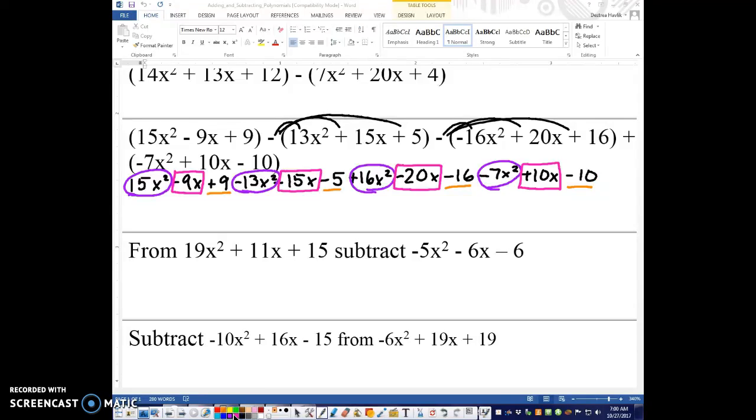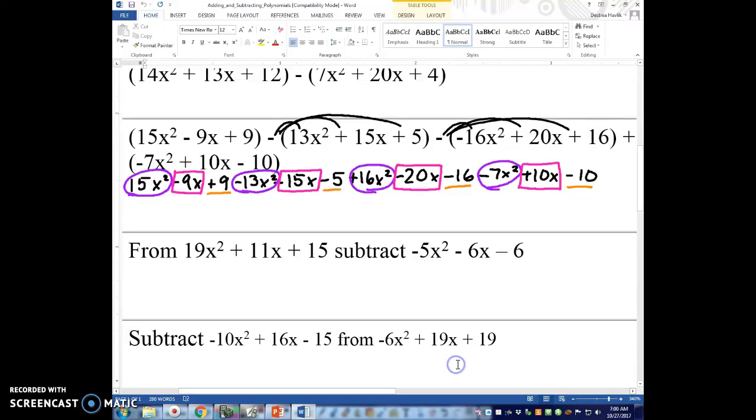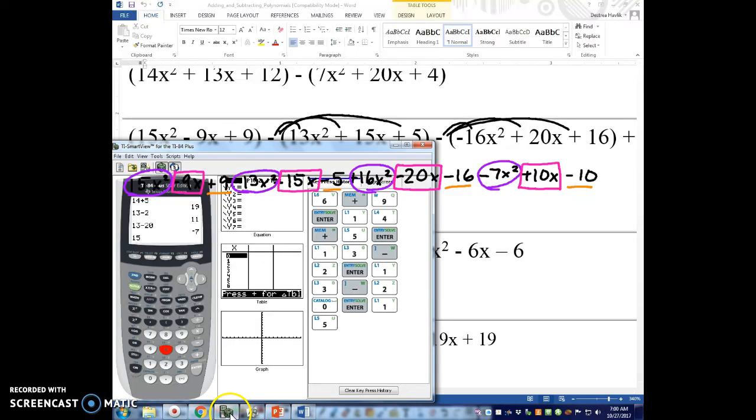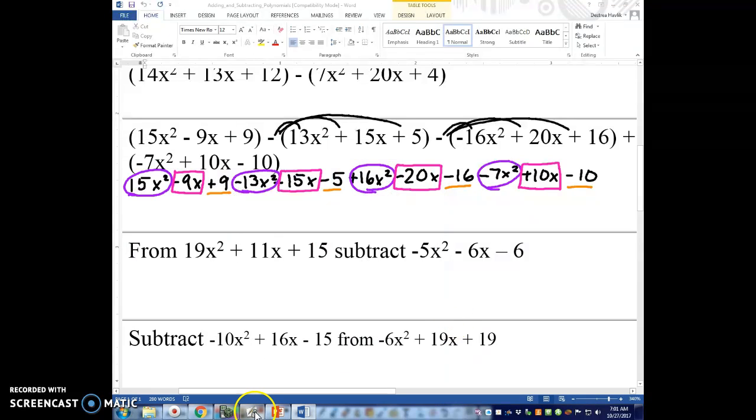Now we're just going to combine those like terms. So we need to do 15 minus 13 plus 16 minus 7. Okay? Let's just use our calculator. 15 minus 13 plus 16 minus 7. 11. So we have 11x squared.